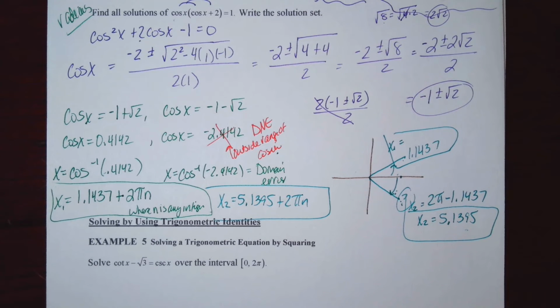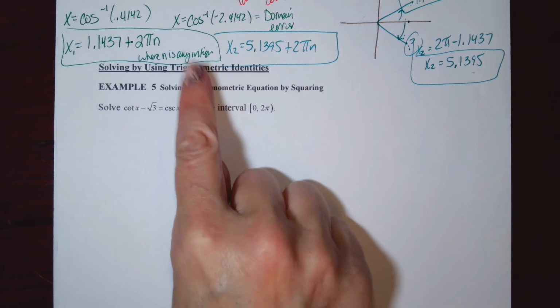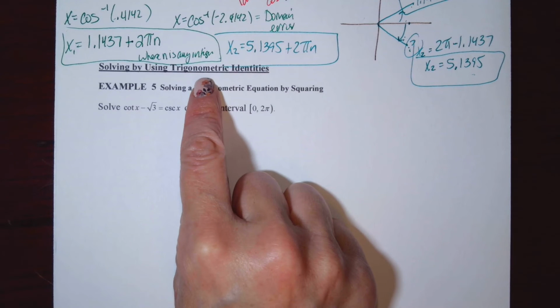All right, almost done, not far now. We're going to do another example here, and then we're going to put things together in a nice chart so that you have it to look back at if you like. We're going to solve this one using our trig identities.